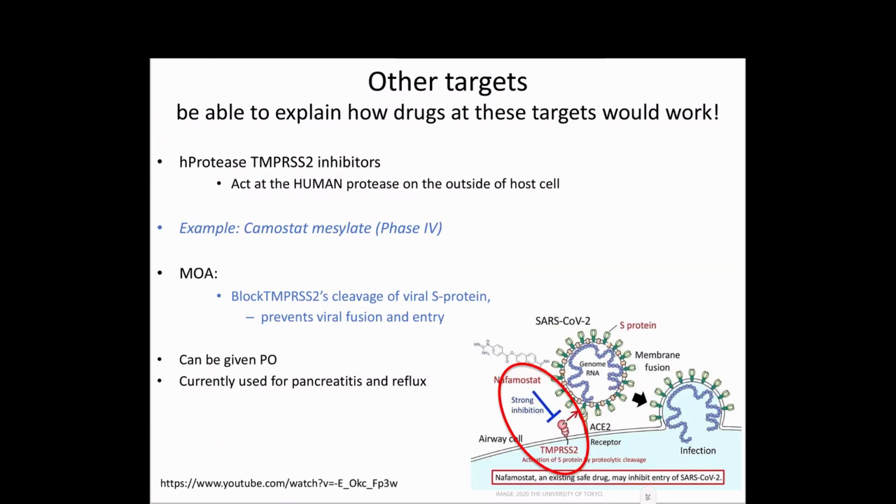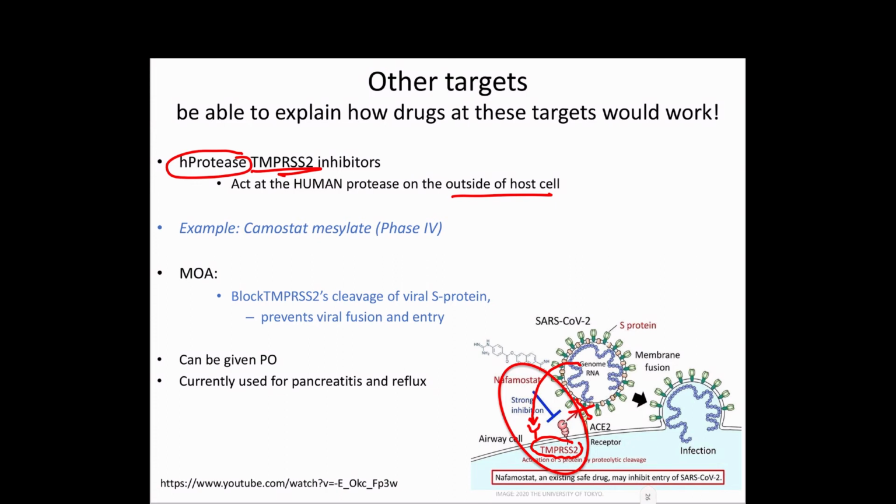Another drug class that we have are inhibitors of the human TMPRSS2. And if you remember, the virus first bound the S protein to the ACE2 receptor, but then it had to use that human protease, TMPRSS2, in order to cleave that S protein to pull it in so that you got membrane fusion. A really important point is that the TMPRSS2 is human. That is on the outside of the host cell. It's not a viral protease.